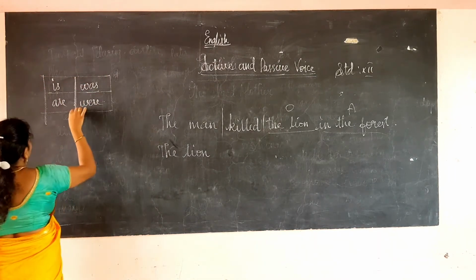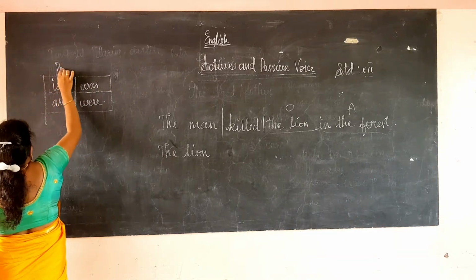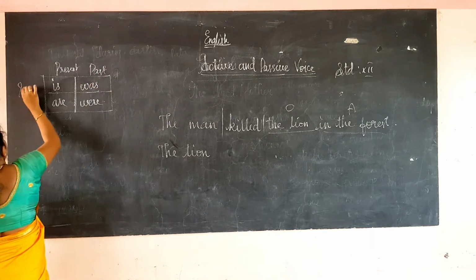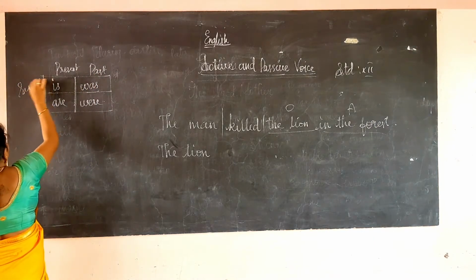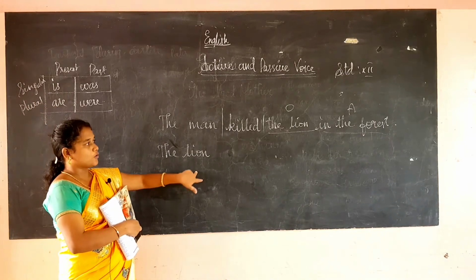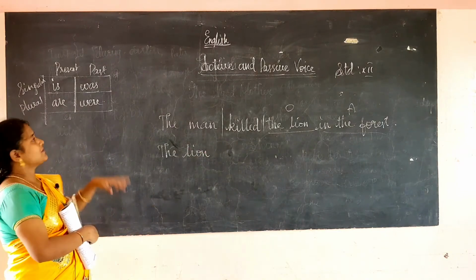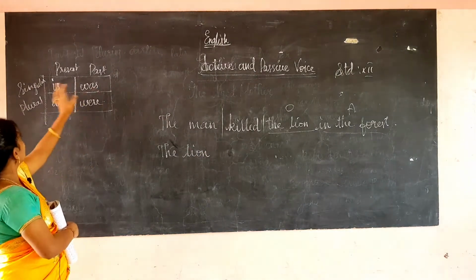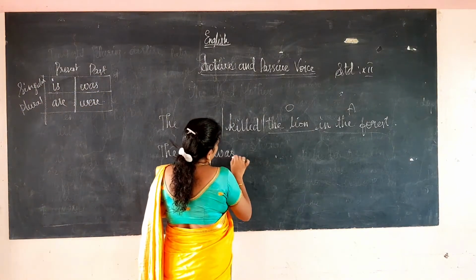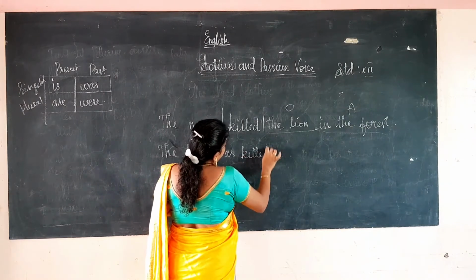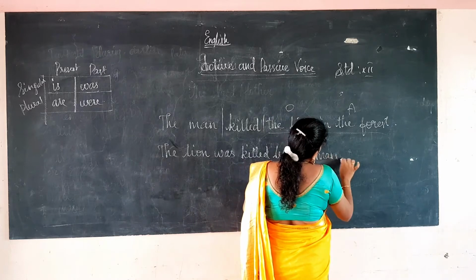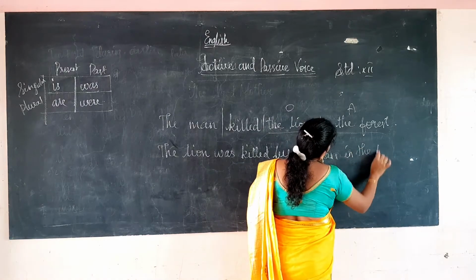The basic forms: this is the present, this is the past. This column is for singular and this column is for plural. So, the lion is singular, killed is past. So, singular past tense, so was. So, the lion was killed by the man in the forest.